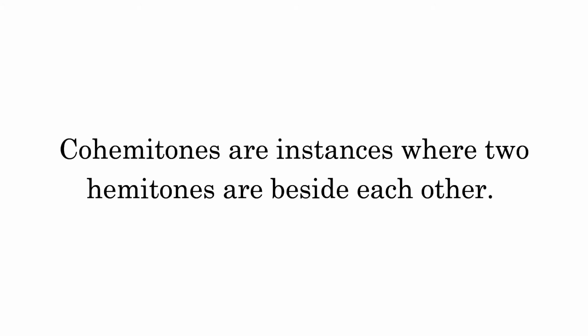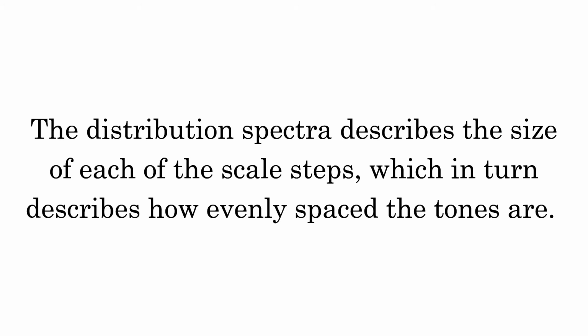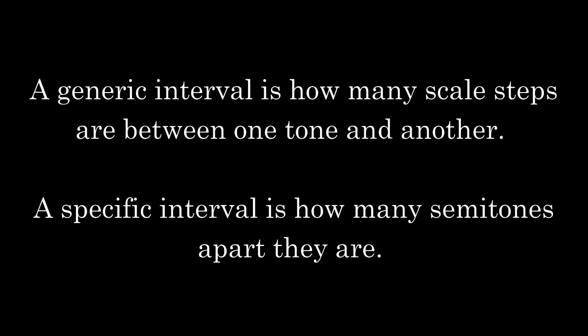Cohemitones are instances where 2 hemitones are beside each other. This scale has 3 cohemitones. They are at positions here, here, and here. The distribution spectra describes the size of each of the scale steps, which in turn describes how evenly spaced the tones are. A generic interval is how many scale steps are between one tone and another. A specific interval is how many semitones apart they are.